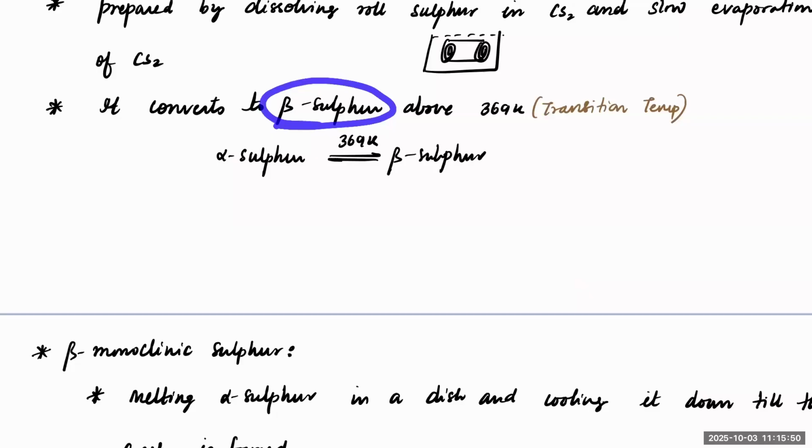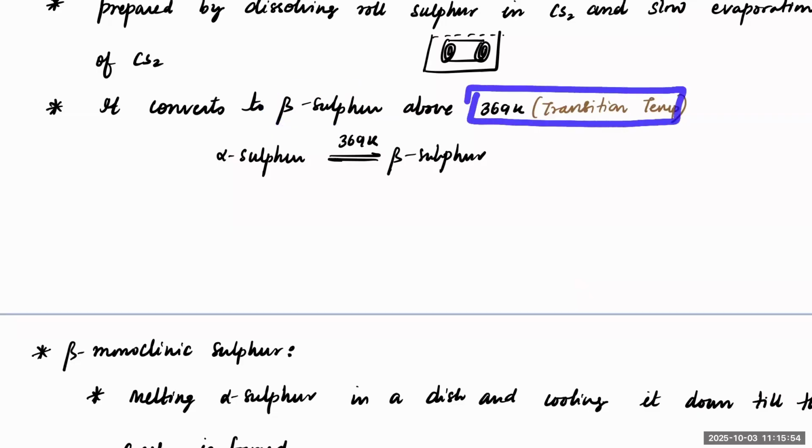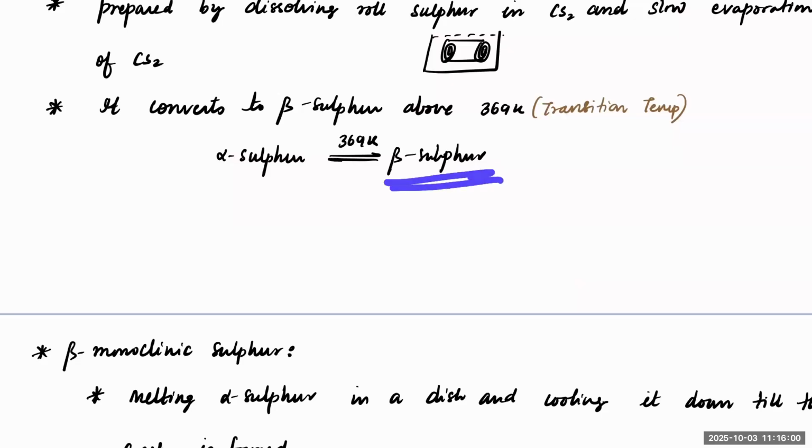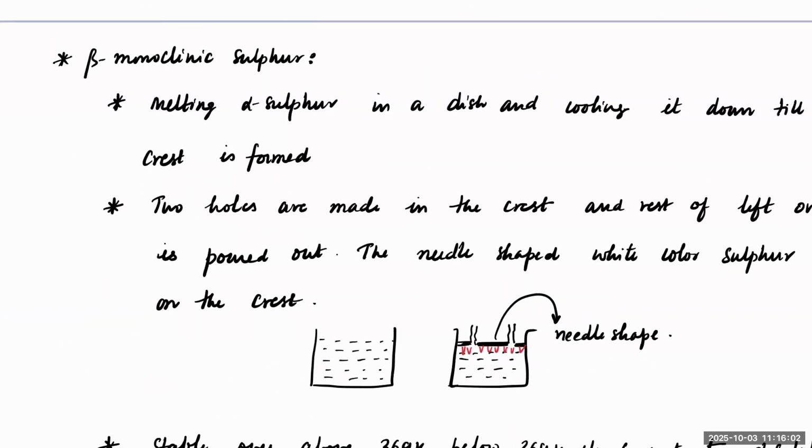This alpha sulfur converts into beta sulfur at a particular temperature, and that is called the transition temperature, 369 kelvins. And this is beta sulfur. And beta sulfur is also known as the monoclinic sulfur.